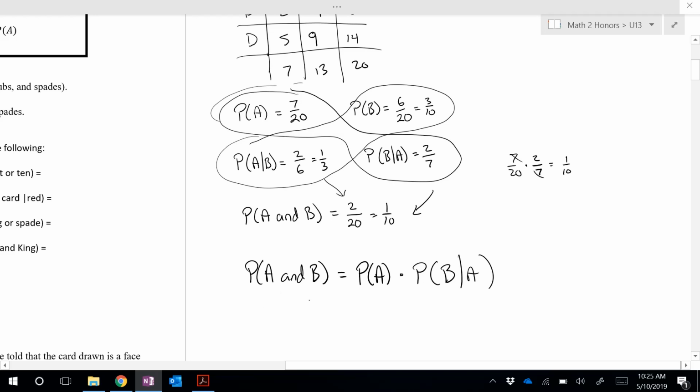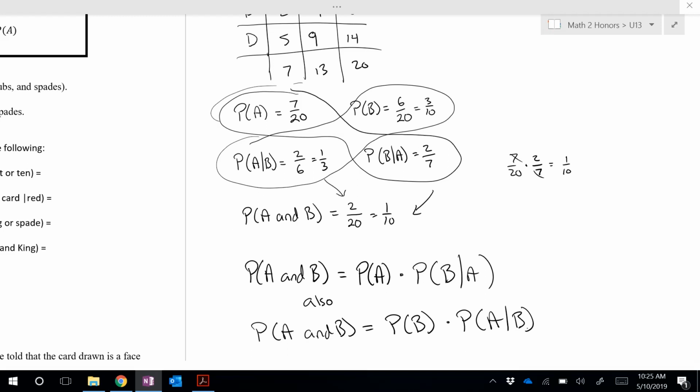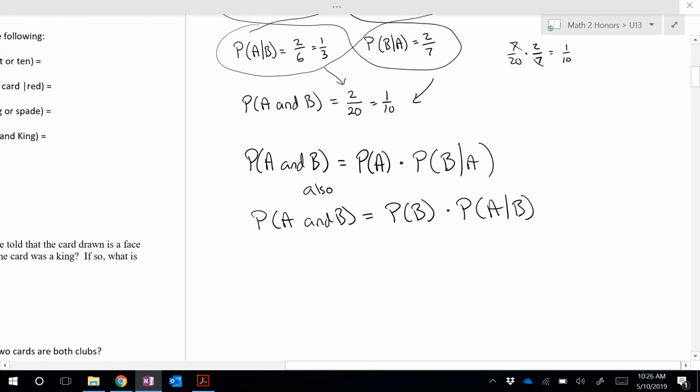Also, we could write that the probability of A and B is equal to, say maybe I wanted to start with the probability of B. Then what would I have to multiply it with? The probability of A given B. Okay? So if you want to find the probability of A and B, then we're going to have to use something like this.